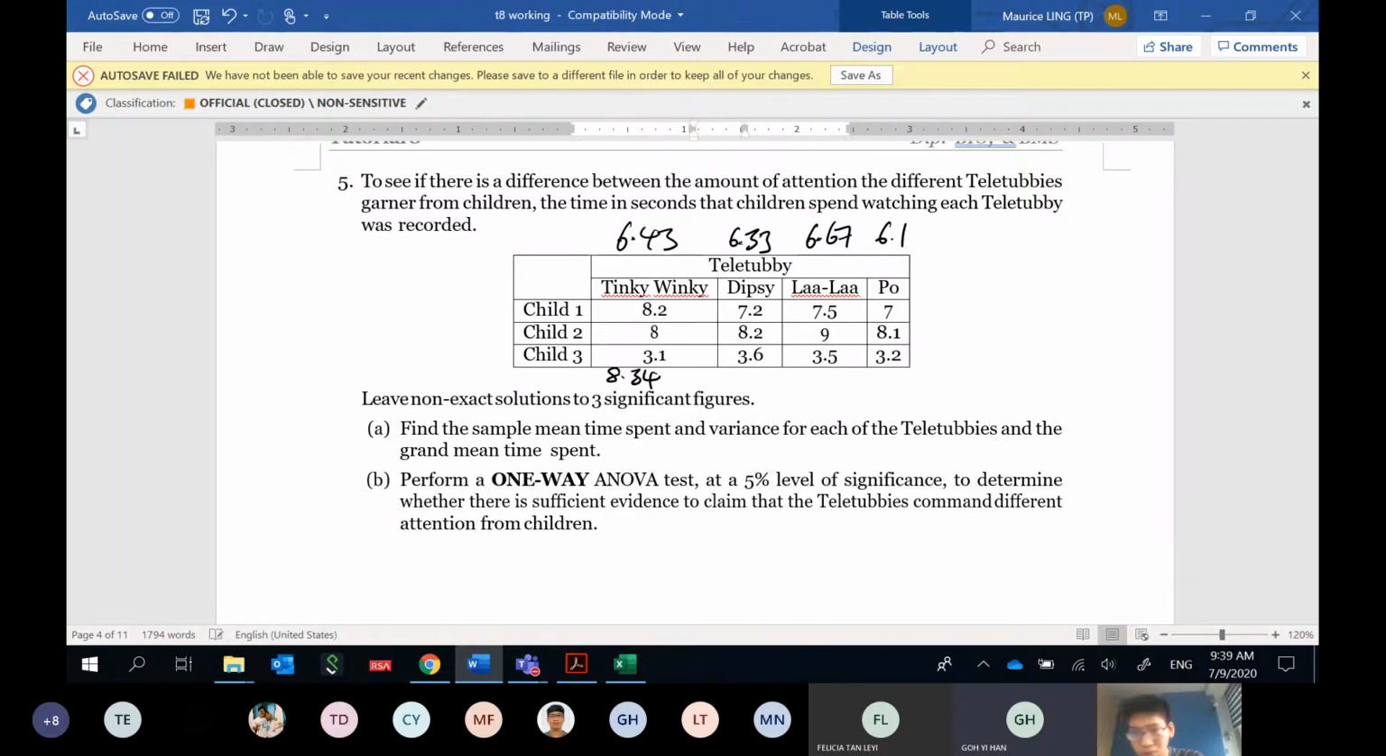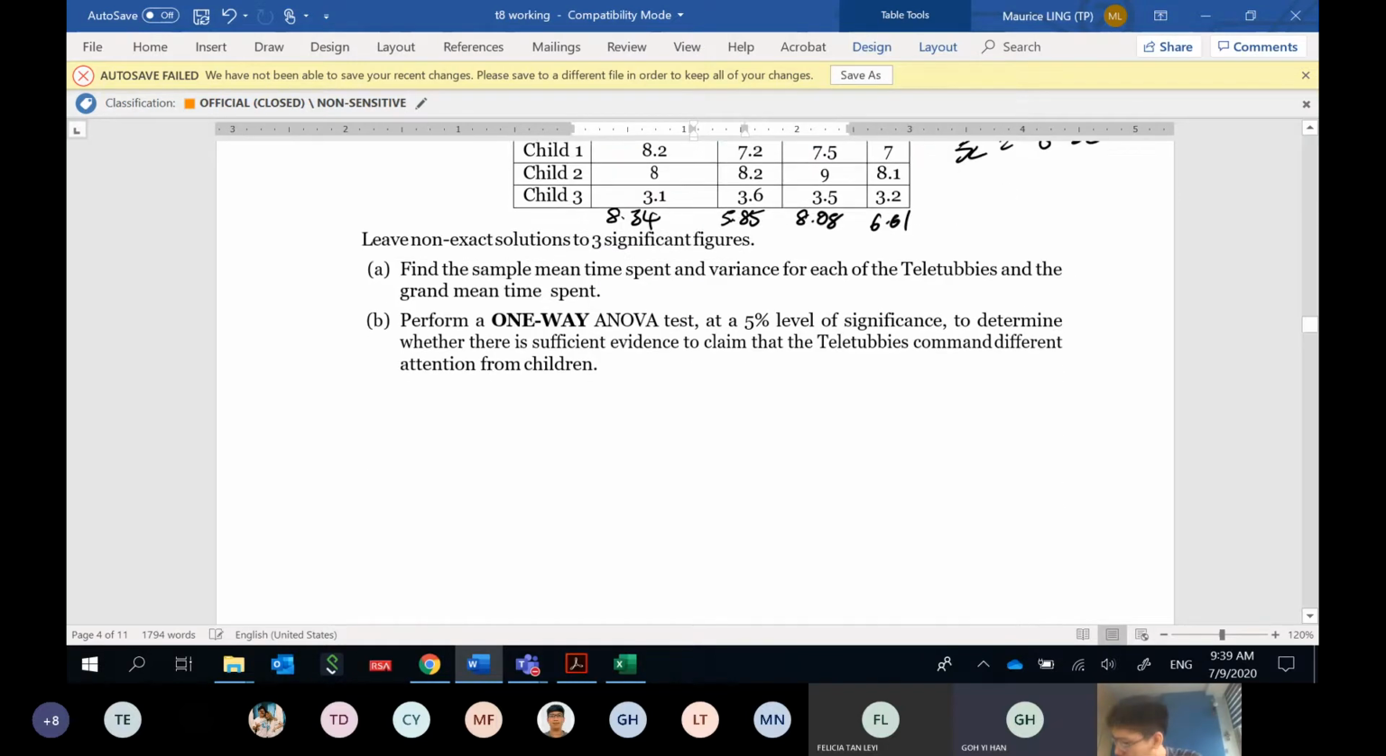The variance for Tinky Winky is 8.34. Dipsy is 5.85. Laa-Laa is 8.08. Po is 6.61. Then the grand mean should be 6.38. All right.